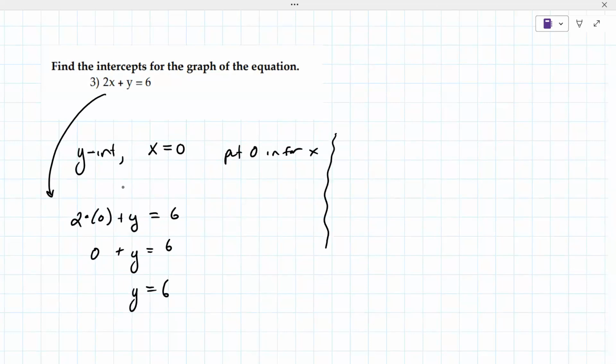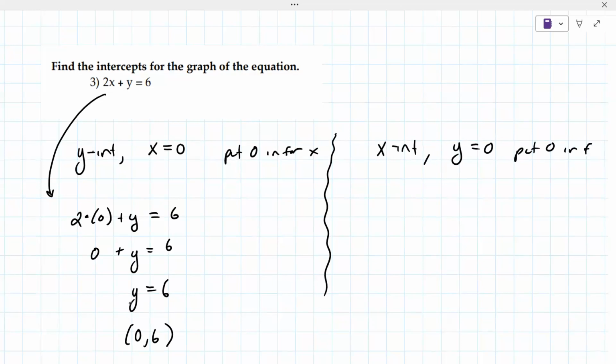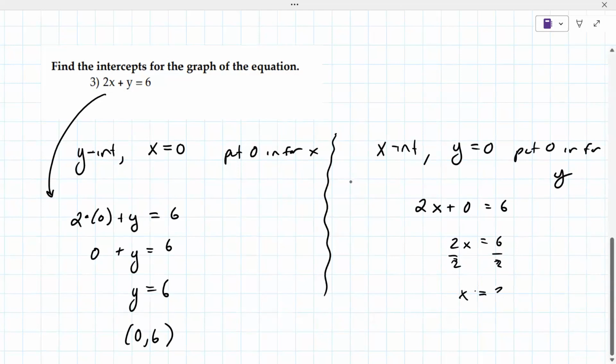So that's like part one. You're putting 0 in for x back into the equation, and then you write an ordered pair when you're all done, 0 comma 6. Then we find the x-intercept by putting 0 in for y. So this time it's 2x plus 0 equals 6, because you're putting it in for y. 2x equals 6, divide by 2, divide by 2. So x equals 3.